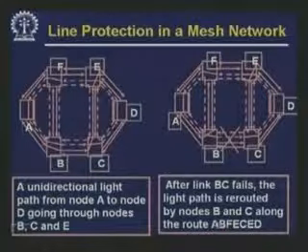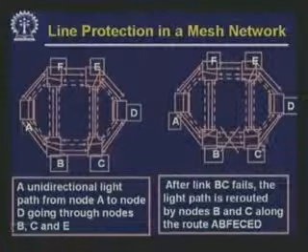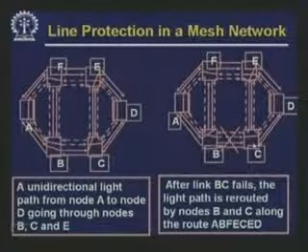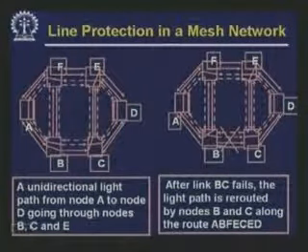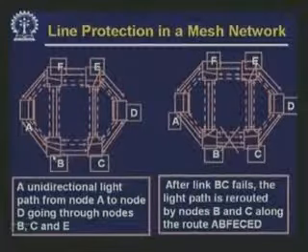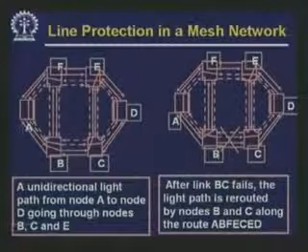Now after link BC, let us say, fails, the light path is rerouted by nodes B and C. Sorry, the unidirectional light path was going from A, B, C, E and then to D. So this was the path A, B, C, E, D. Now BC has failed, so the route becomes A, B, F, E, C, E, D.